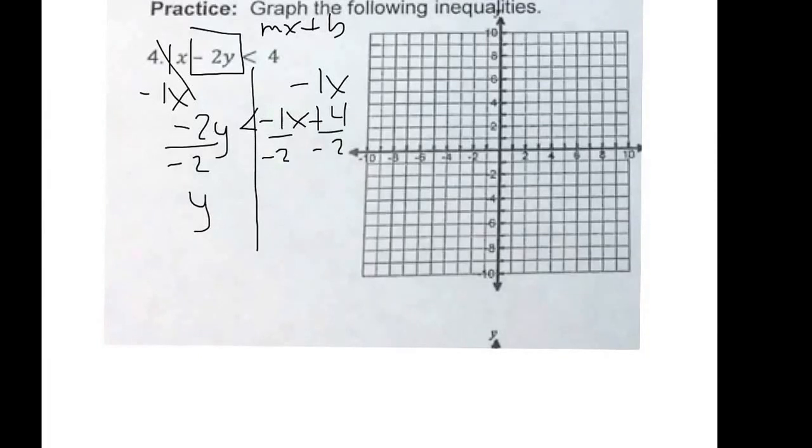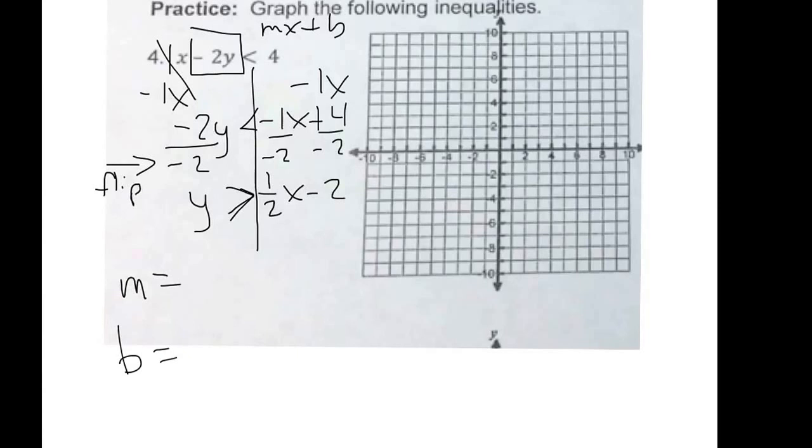Why? We learned a rule back in the first semester that says when you divide by a negative, you have to flip. So this symbol flips to greater than. Negative 1 divided by negative 2 is 1/2 x. 4 divided by negative 2 is negative 2. So now I'm ready to find my m, my b, what type of line I have, and whether it's shade up or shade down. So in this case, my m is 1 over 2, which is up 1 to the right 2. My b is negative 2.